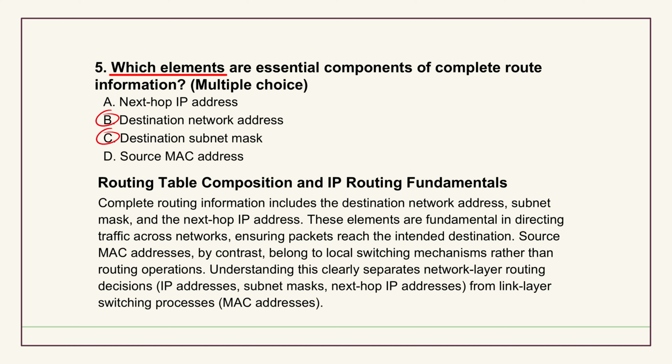But what about D, the source MAC address? Why don't we need that? Ugh, that's a really common misunderstanding. The source MAC address is important for communicating within a local network, but not for routing decisions. It's like sending a letter. The destination address and zip code are important, and the next hop tells the post office where to send it next. The sender's address doesn't matter once the letter is on its way. I like that. A good way to explain it. So the right answers are A, B, and C.